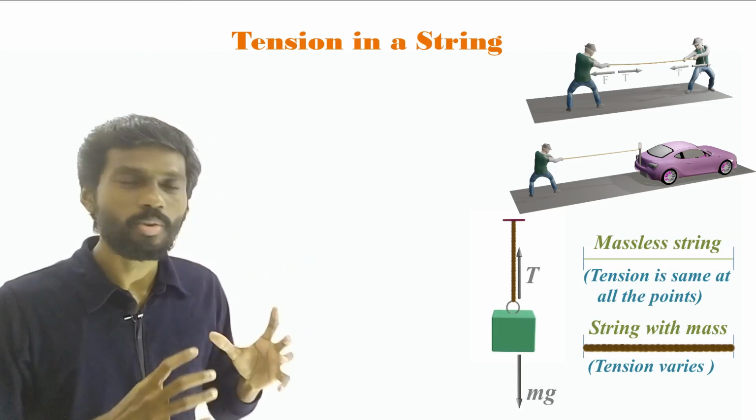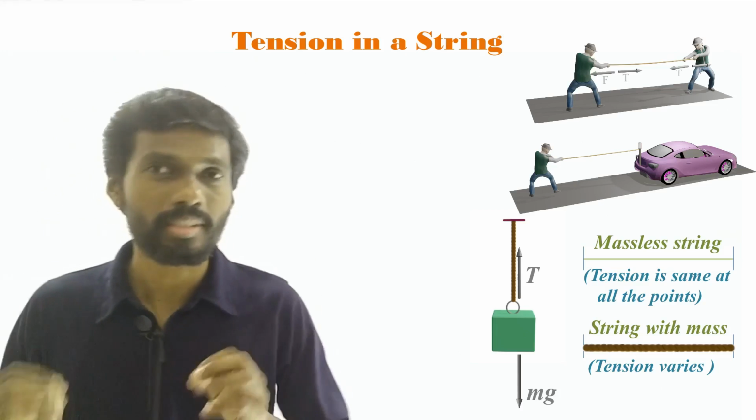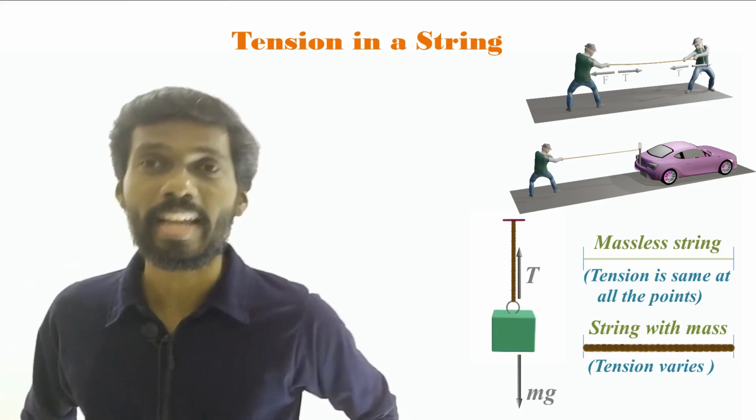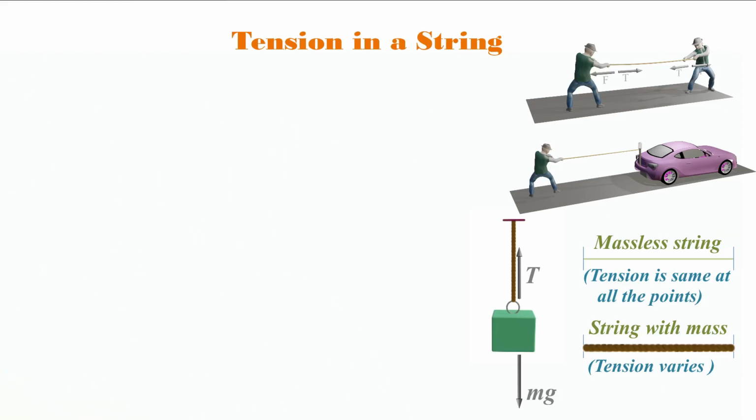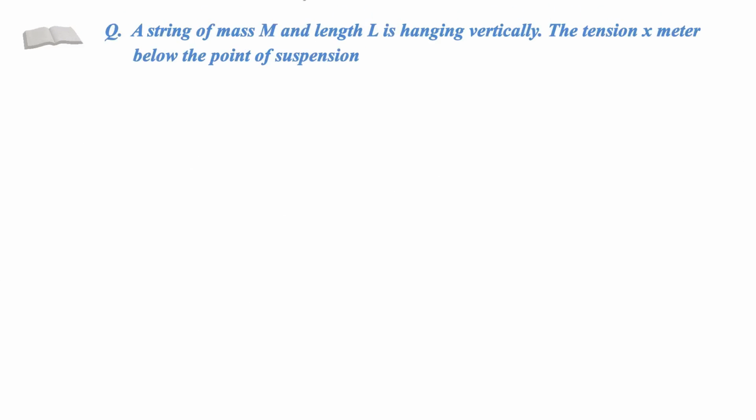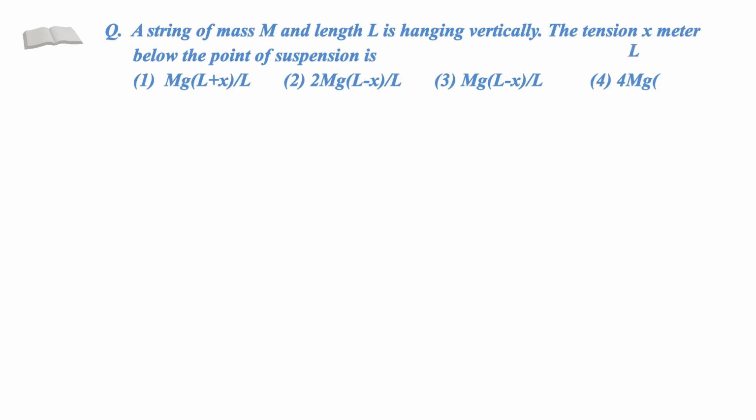Now let us use all these basic concepts to solve some questions based on the tension in a string. A string of mass m and length L is hanging vertically. The tension x meter below the point of suspension is.